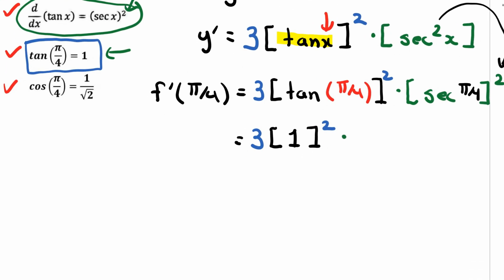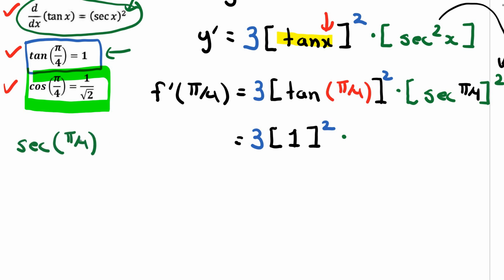Okay, well, what we're going to do over here is, I know that cos of pi over 4 is 1 over root 2. And that means secant of pi over 4 is just the reciprocal of cos pi over 4. So if I have 1 over root 2, the reciprocal is just that flip. So secant pi over 4 is really root 2 over 1, which is just root 2.